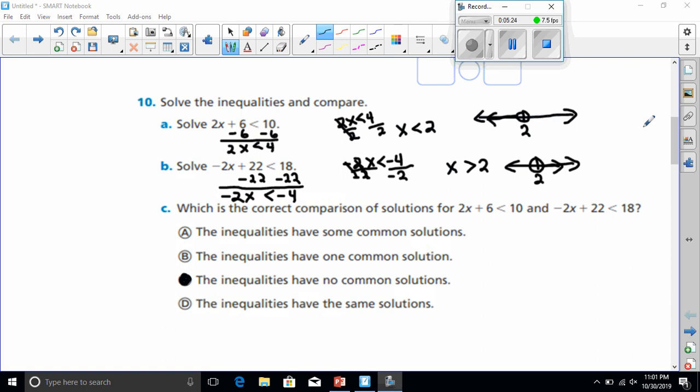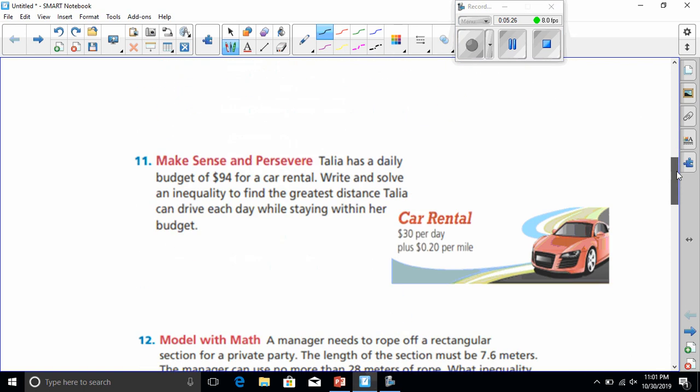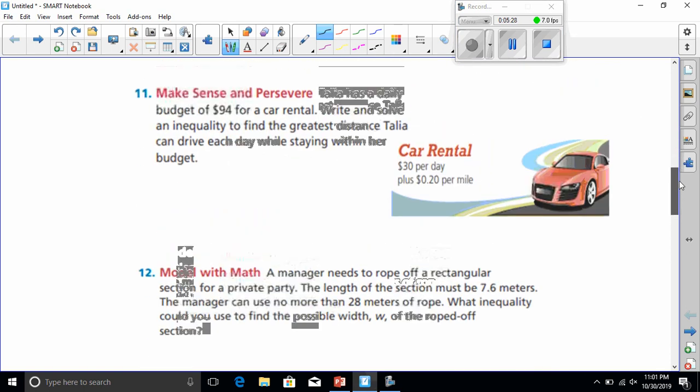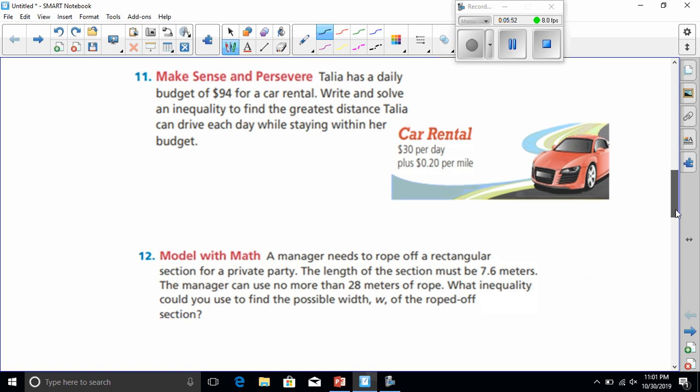All right, let's move on down to the next even one, which will be number 12. On number 12, it says, a manager needs to rope off a rectangular section for a private party. The length of the section must be 7.6 meters. The manager can use no more than 28 meters of rope. What inequality could you use to find the possible width of the roped off section?